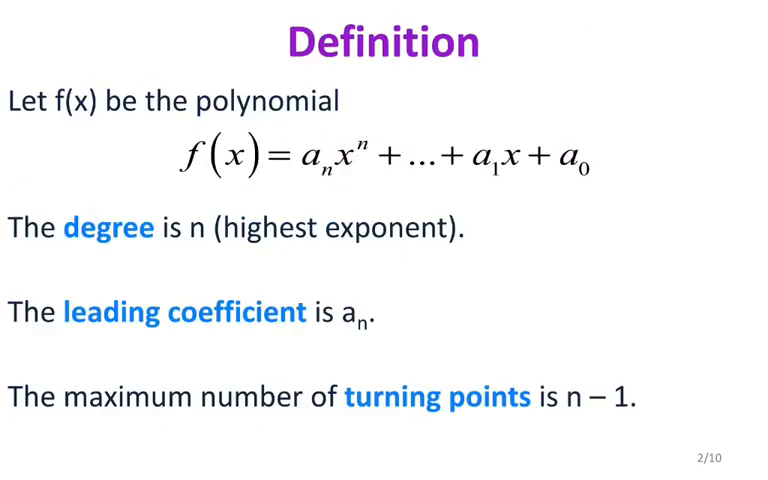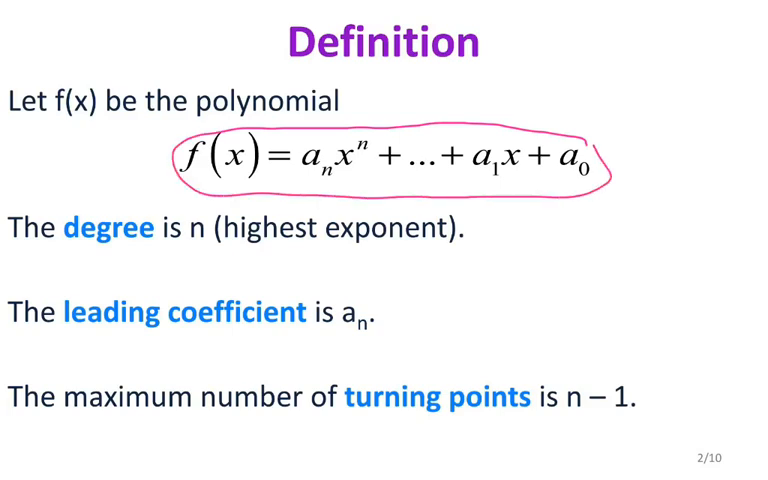So there's your definition of a polynomial. Let f of x be the polynomial f of x equals a(n) times x to the nth power plus dot dot dot plus a1 times x plus a0. Do not get bogged down by the structure of this definition. You're going to see it in terms of actual numerical values.